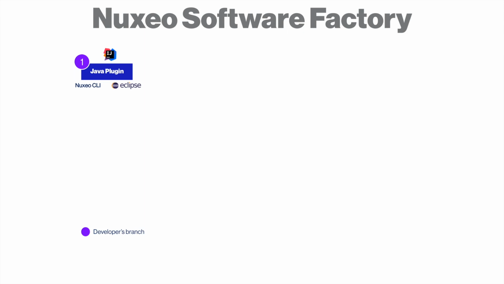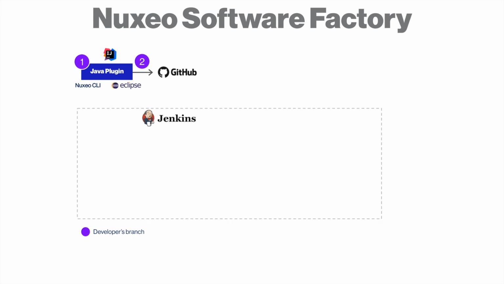So you are done with your work, you are happy with what you've done, so you push on the public GitHub repository of Nuxeo. Once it's on GitHub, something very interesting happens. Until now, everything was somehow manual. You're a developer, you work on the code, you write code, you run your tests locally, you push on GitHub.